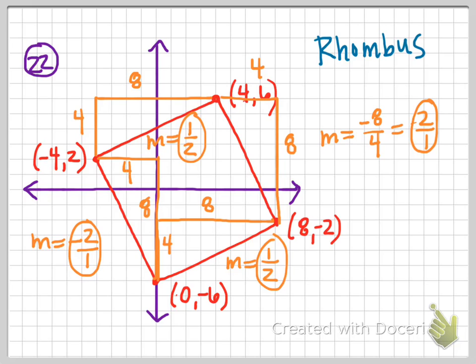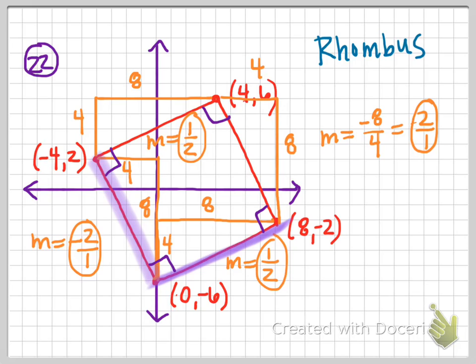And if I look at consecutive sides, sides next to each other, they all have opposite reciprocals. So for example, this side and this side, their slopes are opposite reciprocals. So that means in this corner, there's a right angle. Then if I take a look at another pair of consecutive sides, they're also going to have opposite reciprocal slopes, which means there's going to be another right angle and so forth around the shape.